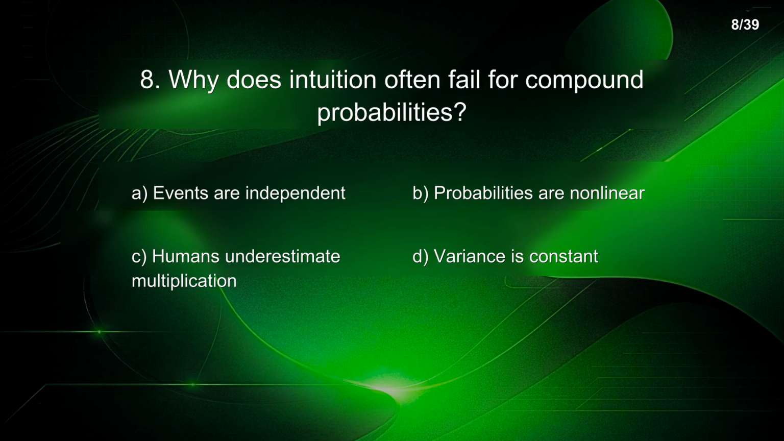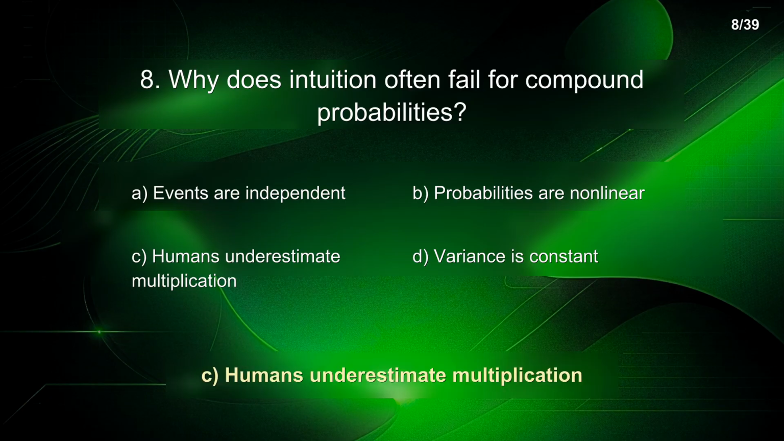Eighth question. Why does intuition often fail for compound probabilities? A. Events are independent. B. Probabilities are nonlinear. C. Humans underestimate multiplication. D. Variance is constant. Correct answer is C. Humans underestimate multiplication.